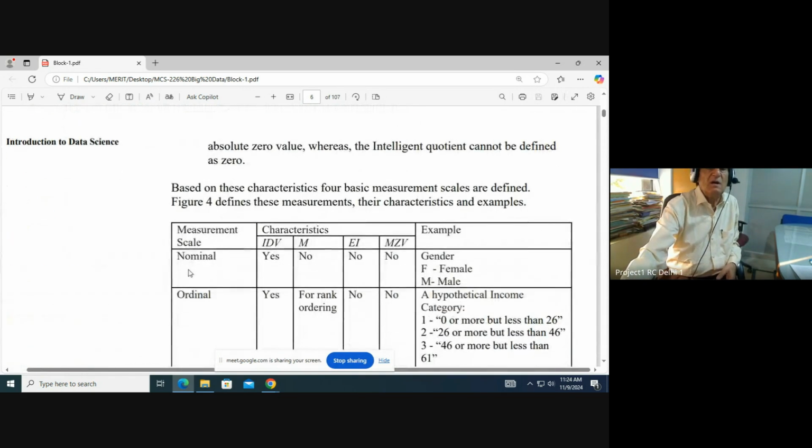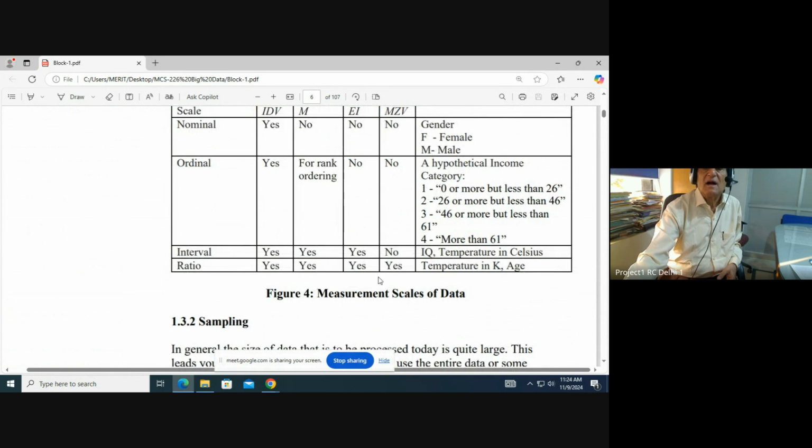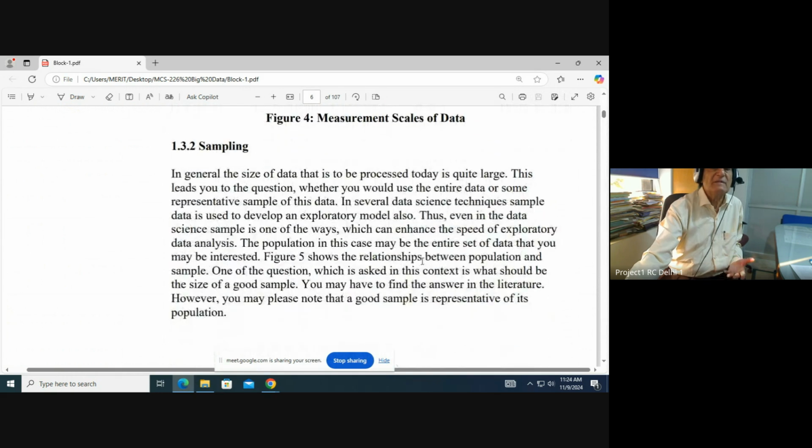So based on these characteristics, the basic measurement scales are defined: gender, female, male, hypothetical 1 to 0 or more but less than 26, 26 or more but less than 46, 46 or more but less than 61, and so on and so forth. That is the ordinal, nominal, interval, IQ, temperature in Celsius, temperature in Kelvin, and all these things. Age difference, all those things, then sampling.